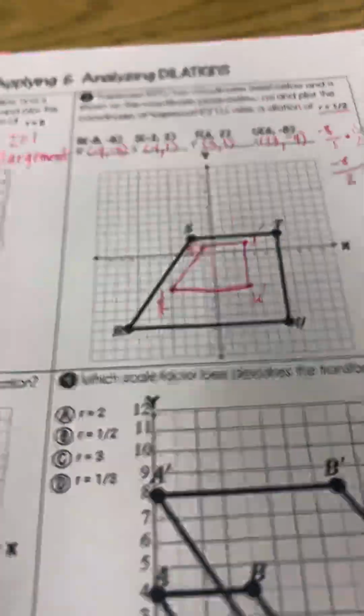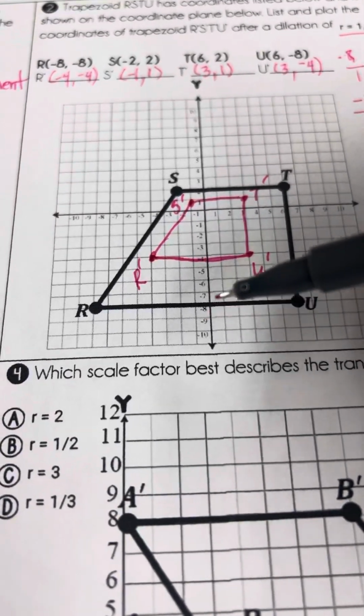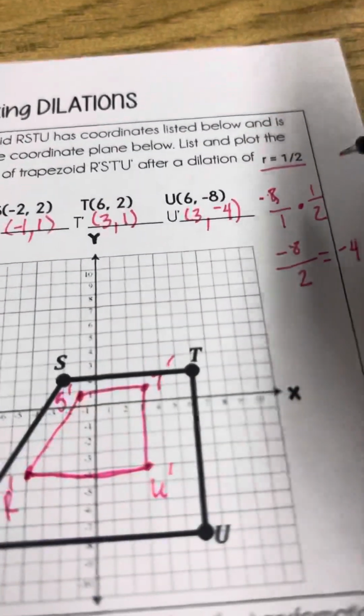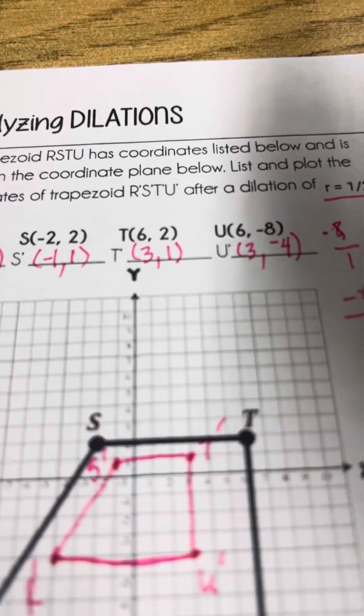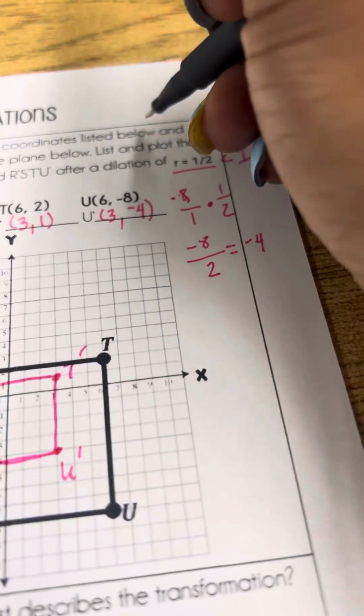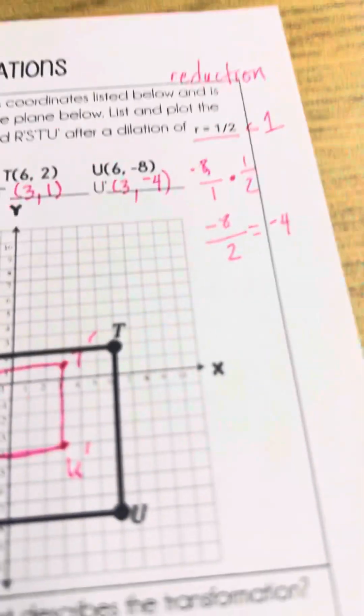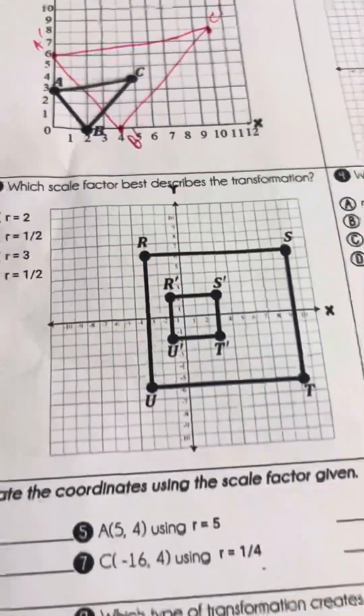Okay, so now we connected our vertices, which means it should look just like the original, but it should be smaller because the number is less than 1. Because this is less than 1, we have a reduction. Okay? All right, so now we're going to this one.